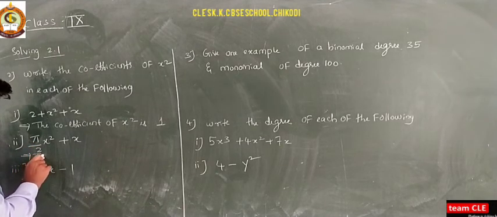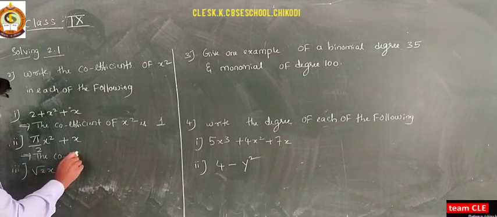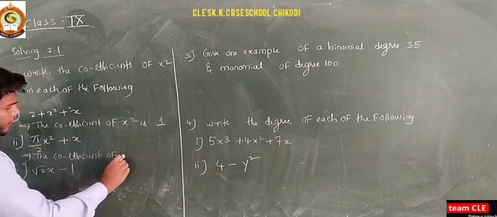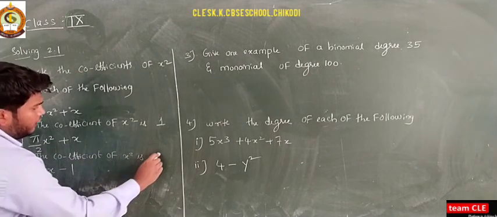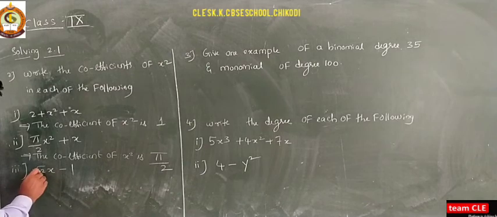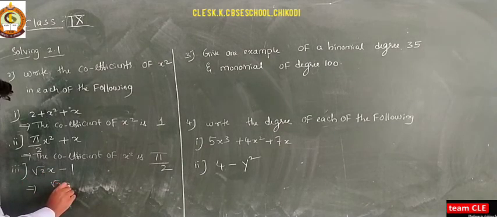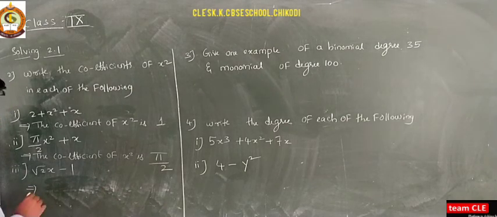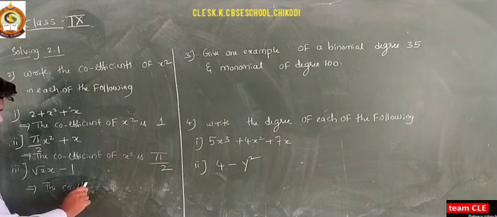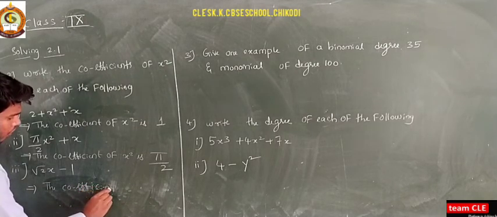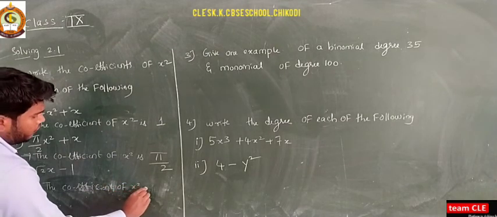The coefficient of x square here is, how much? It is pi by 2. Okay. Here, see, it is root 2 into x, which equals root 2x. But here there is no x square term, so the coefficient of x square here is 0. There is nothing given, so the coefficient of x square is 0.